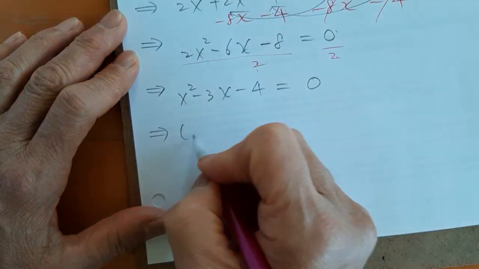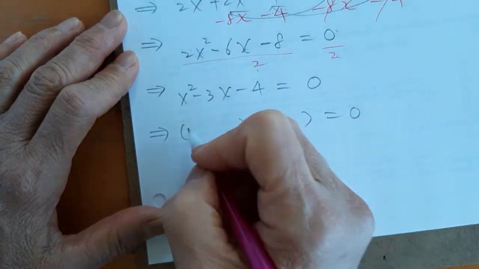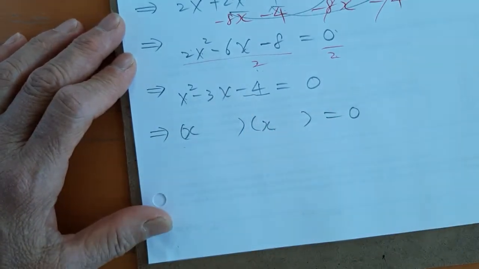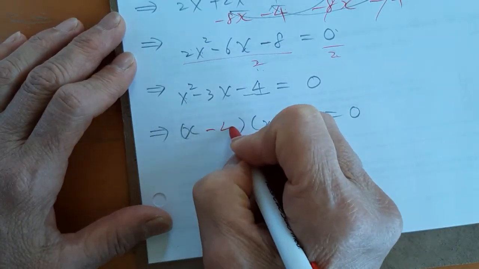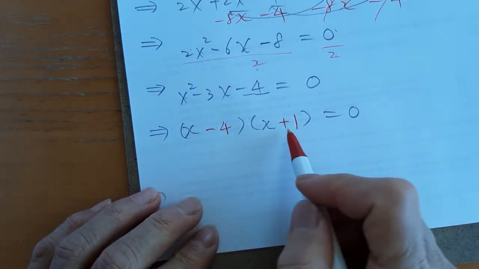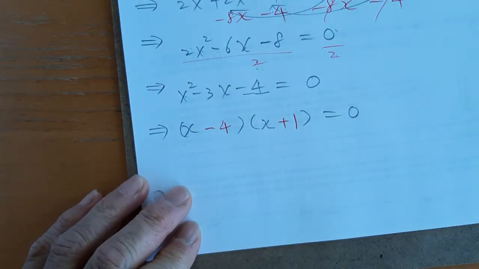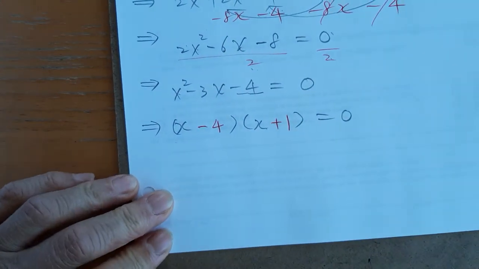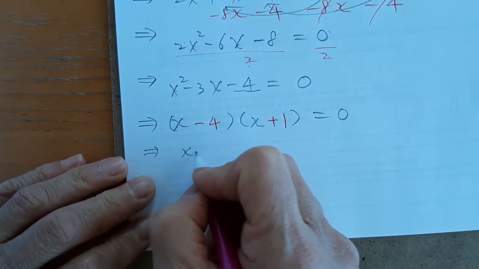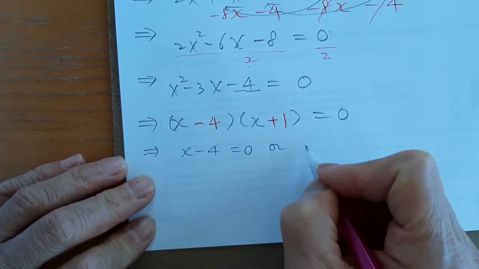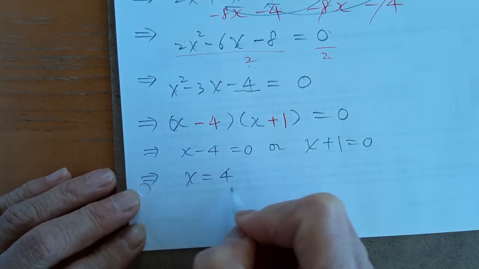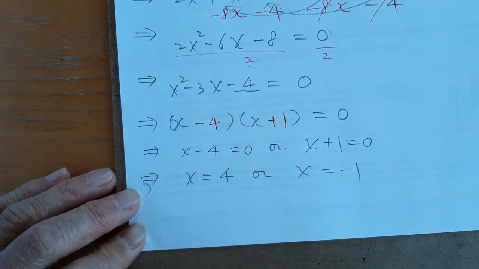Then factor. x squared factors as x times x. For negative 4, we use two numbers that multiply together to give negative 4, and add together to give negative 3: negative 4 and 1. So therefore, either the first factor, x minus 4, equals 0, or the second factor, x plus 1, equals 0. So you get x equals 4, or x equals negative 1.